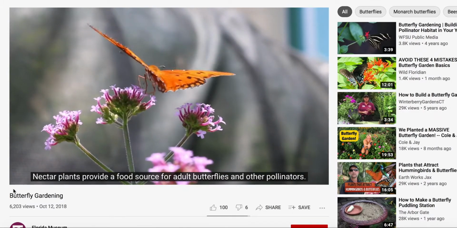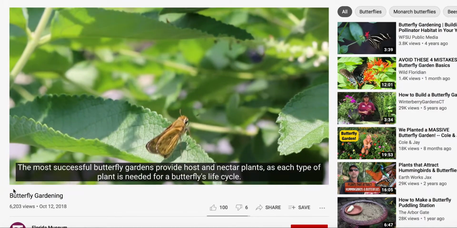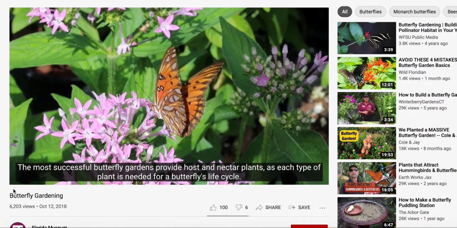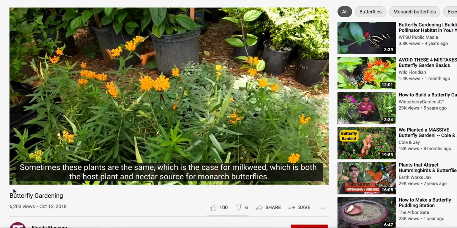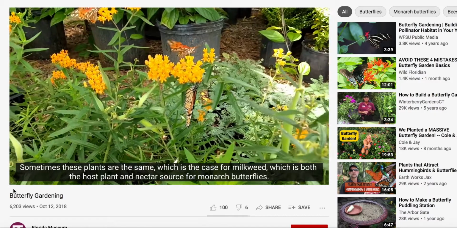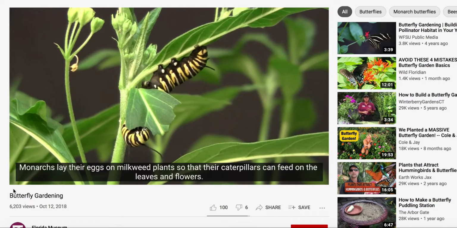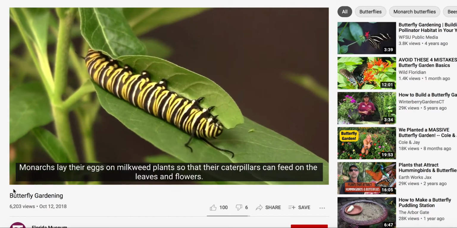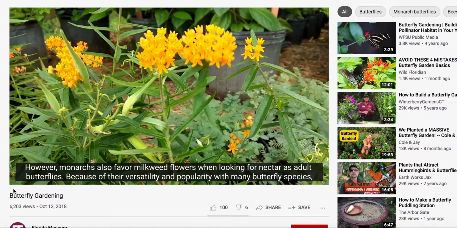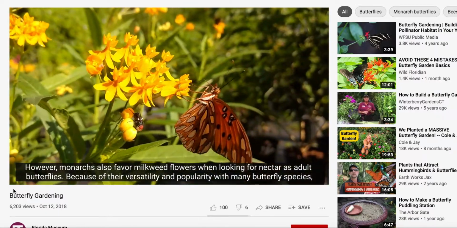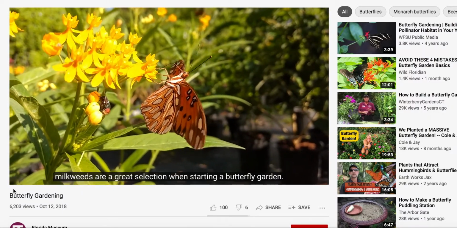Nectar plants provide a food source for adult butterflies and other pollinators. The most successful butterfly gardens provide host and nectar plants, as each type of plant is needed for a butterfly's life cycle. Sometimes these plants are the same, which is the case for milkweed, which is both the host plant and nectar source for monarch butterflies. Monarchs lay their eggs on milkweed plants so that their caterpillars can feed on the leaves and flowers. However, monarchs also favor milkweed flowers when looking for nectar as adult butterflies. Because of their versatility and popularity with many butterfly species, milkweeds are a great selection when starting a butterfly garden.